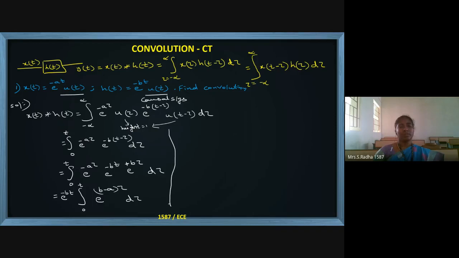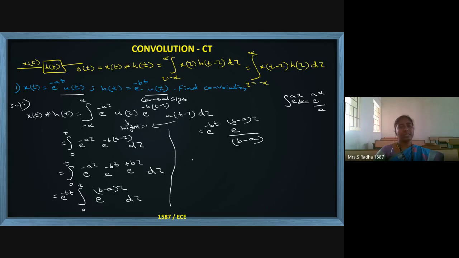Now this is equal to e power minus bt, which is a constant. Integration of e power ax is nothing but e power ax divided by a, if you are integrating with respect to x, if dx is there. Now this will be e power (b minus a) tau divided by (b minus a).